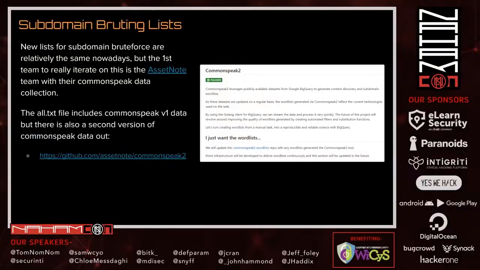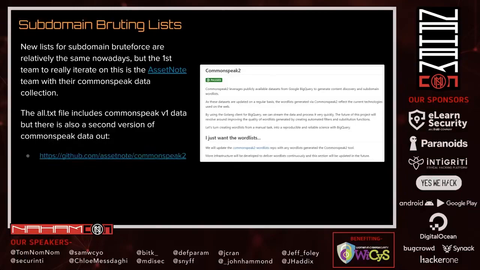So for subdomain lists, there wasn't a ton of iteration going on. It kind of stayed the same: generic brute forcing words, and some people were putting out some data. But the first team to really iterate on a new type of list was the Asset Note team with their Common Speak data, which uses Google BigQuery and a whole bunch of data sites like Reddit and some other places to parse out subdomains.